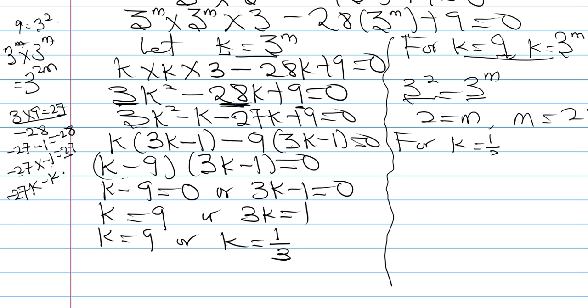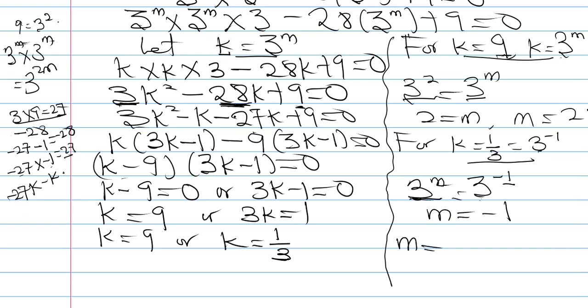Now we also have for k equal to 1 over 3, and this one will be 3 raised to power minus 1. So now let me equate it to k here. That is 3 raised to power m is equal to 3 raised to power minus 1. Now this one cancels. We have the same base, 3 here. This power is equal to this one. m is equal to minus 1. Finally, my m is equal to minus 1, or my m is equal to 2, right?